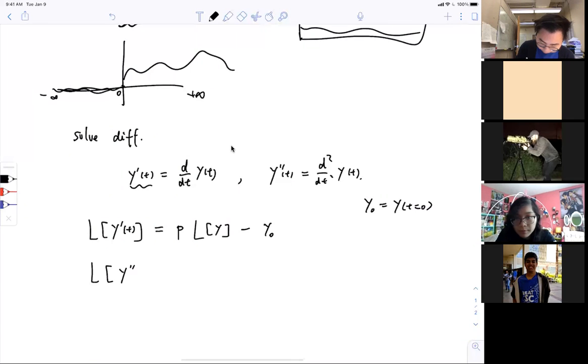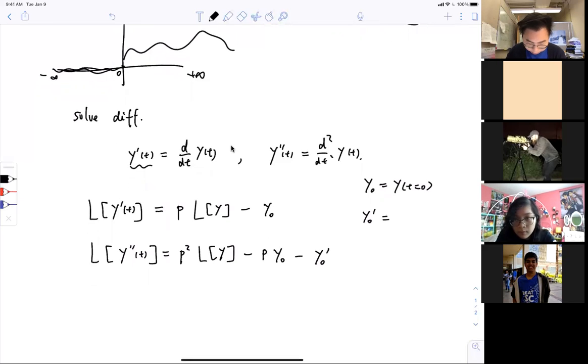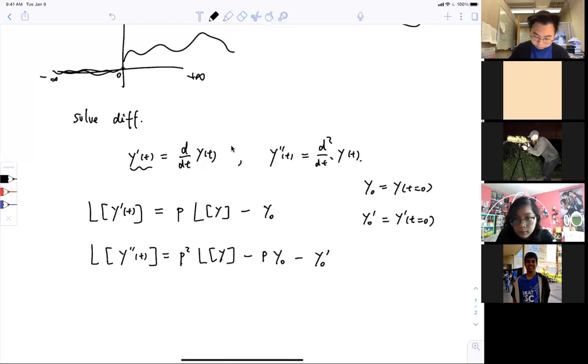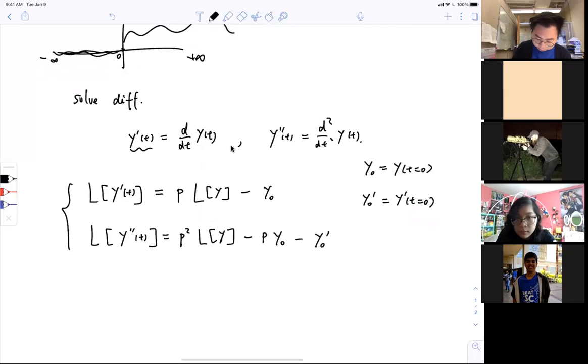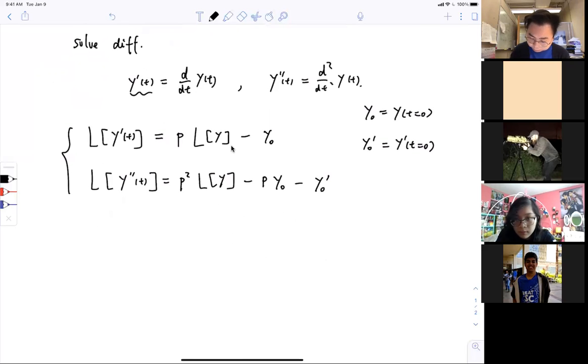Also the Laplace transformation of the double prime is given by p squared Y minus p y naught minus y naught prime. y naught prime is also an initial condition, which should be given in the problem if it's a second-order differential equation. So once you know these two equations, you can use them to solve the differential equation.